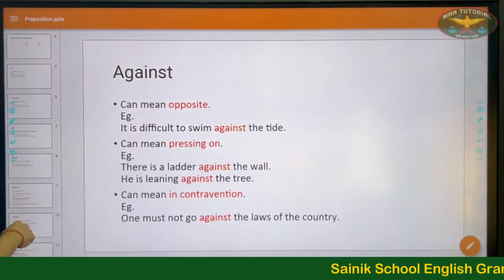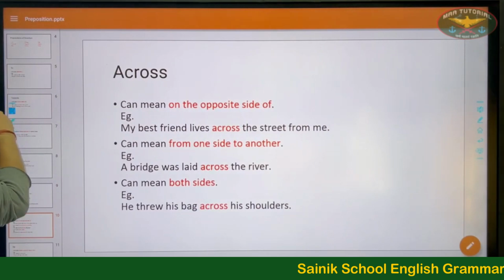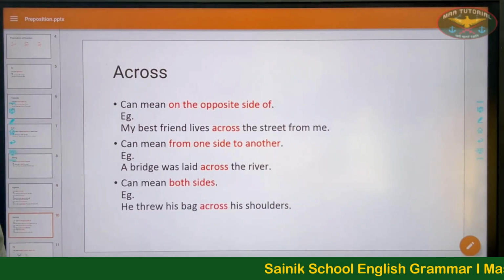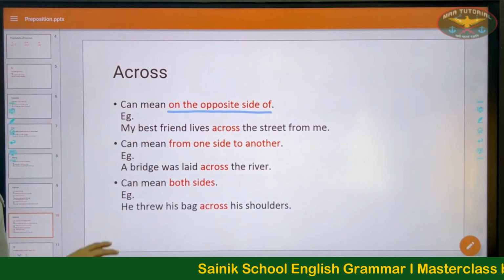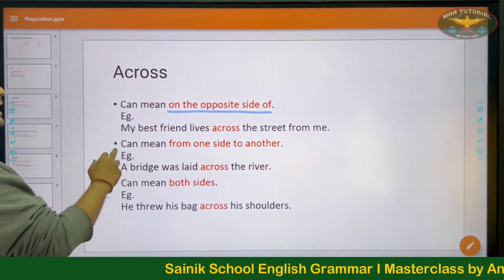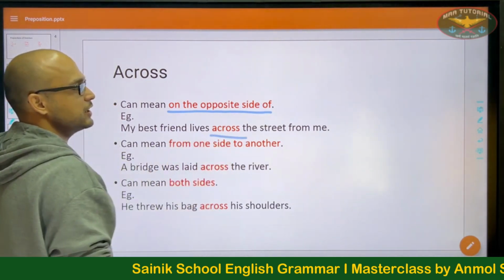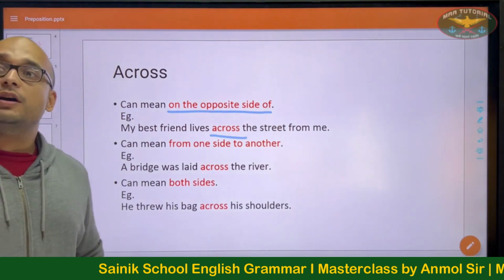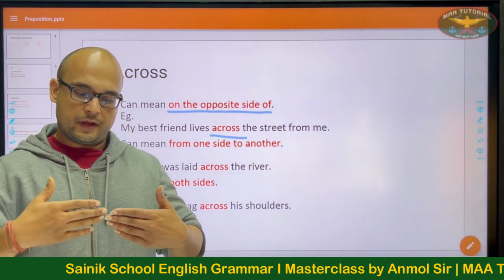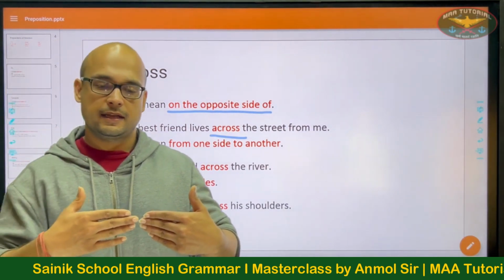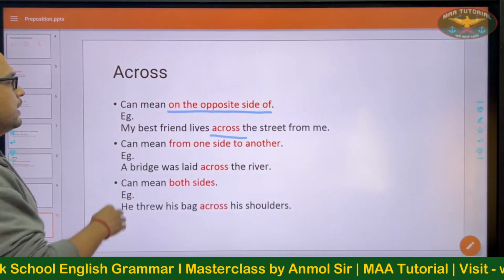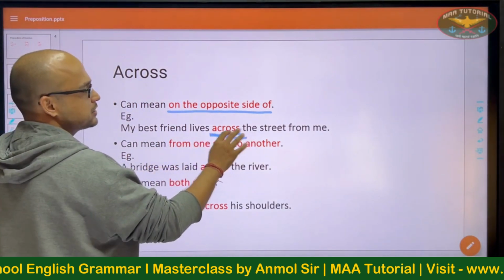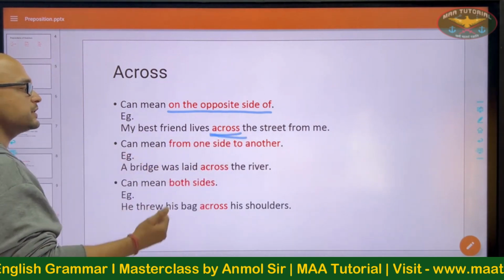Let's move ahead to the next, across. Now what does across mean? Across can mean on the opposite side of. For example, my best friend lives across the street from me. Wherever I am living, my house is there, then there is a street, and on the opposite side of the street, my friend lives. So I can say, my best friend lives across the street from me, on the opposite side of.